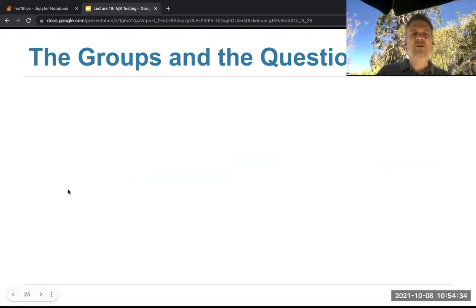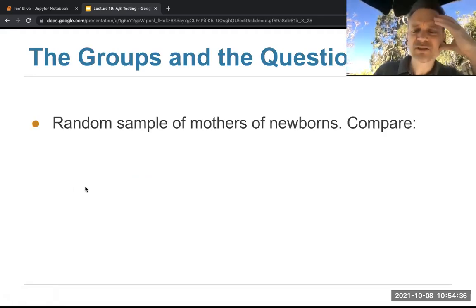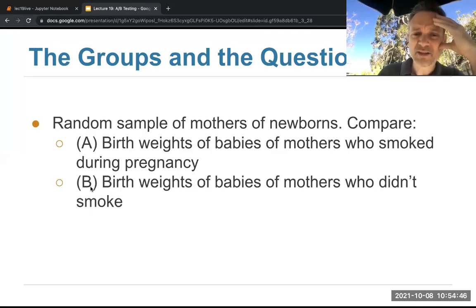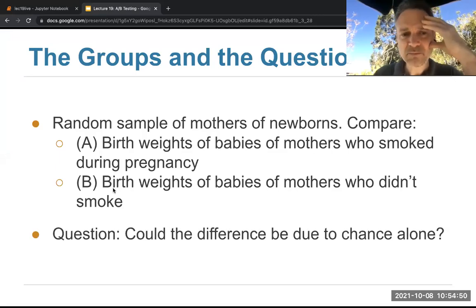All right, so let's look at what we've got here. We've got a random sample, and we're going to compare the birth weights of the babies of smokers and the birth weights of the babies of non-smokers. And there is a difference here, a small one. And so we're going to ask, could this difference be explained by just random chance in the sampling procedure?